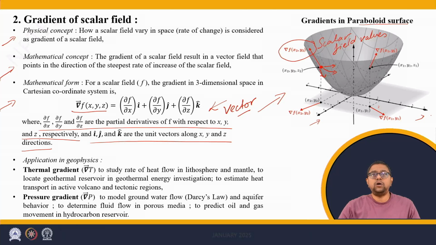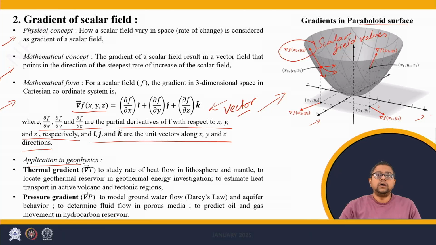Now it is important to understand that for any complicated structure apart from paraboloid surfaces, the gradient of a scalar field will give the direction of maximum change, whether it is increasing or decreasing. The change occurring in the direction where it is maximum will be obtained if one calculates the gradient of a scalar field.